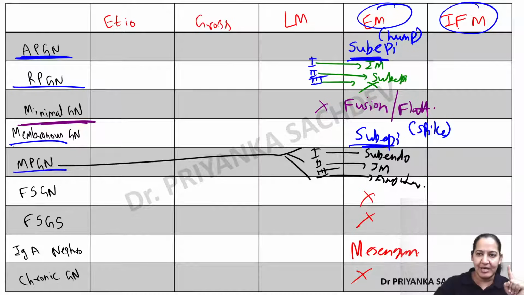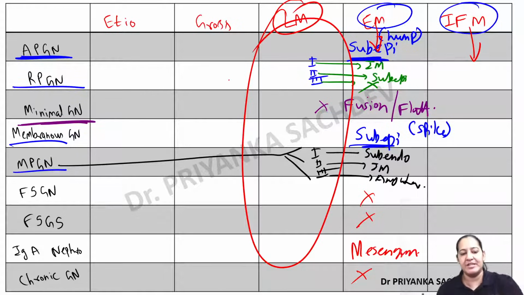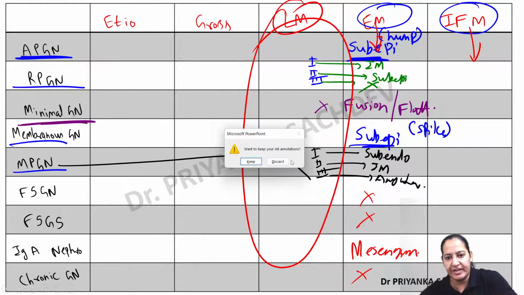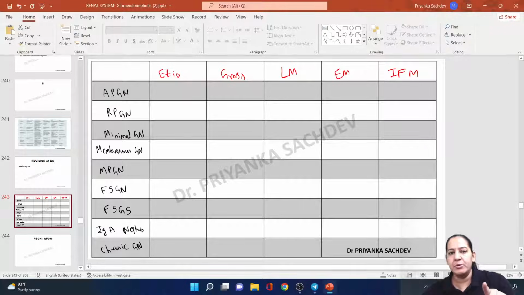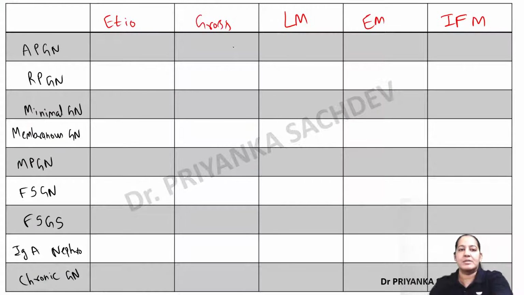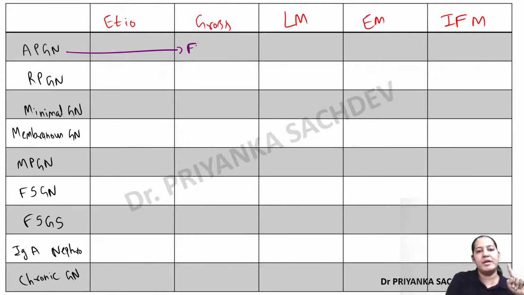So I am done with the summary of immunofluorescence. I am done with the summary of electron microscopy. Light microscopy, I will show you 9 images one by one, and you will tell me the summary of each of them. We will take that at the end. Before that, tell me the gross. The gross of APGN is important. It is a flea-bitten kidney. It is a flea-bitten kidney.